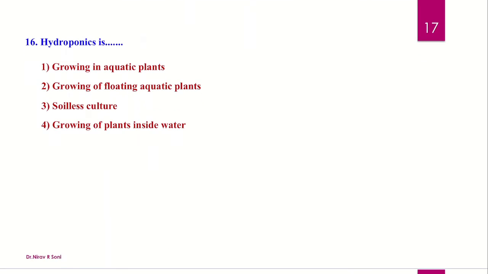What is the hydroponic technique? Hydroponic technique means without soil. That's why you can select option number 3, soilless culture, given by Julius von Sachs.